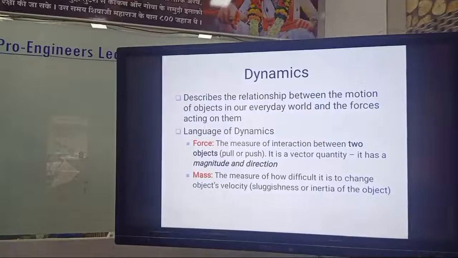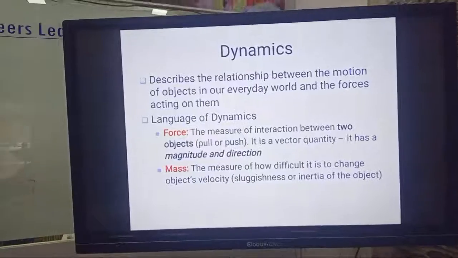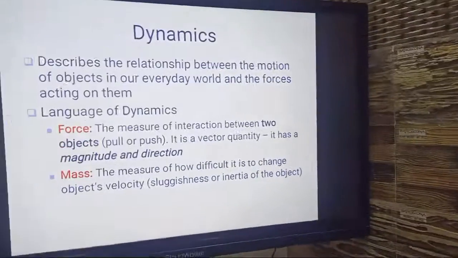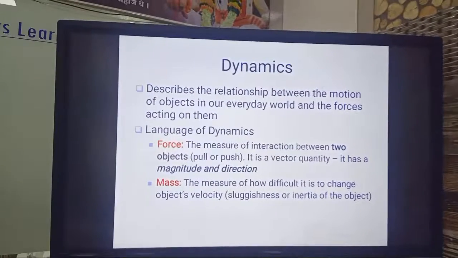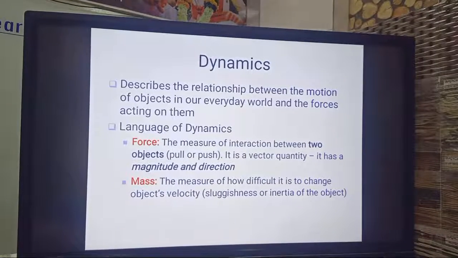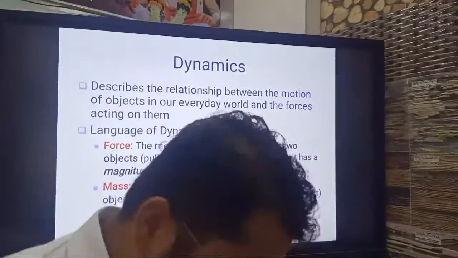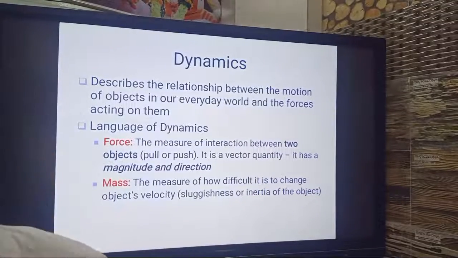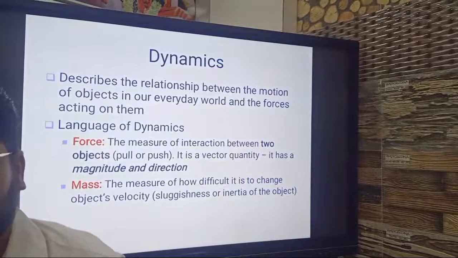Describe the relationship between the motion of the object in our everyday world and the force acting on them. Language of dynamics. Force, the measure of interaction between two objects. Pull or push. It is a vector quantity. It has a magnitude and a direction. Mass, the measure of how difficult it is to change object's velocity. Fine. Yes.